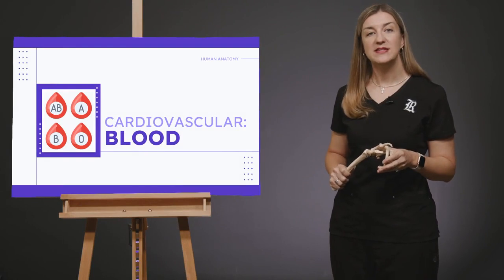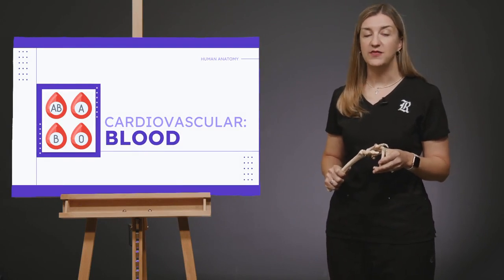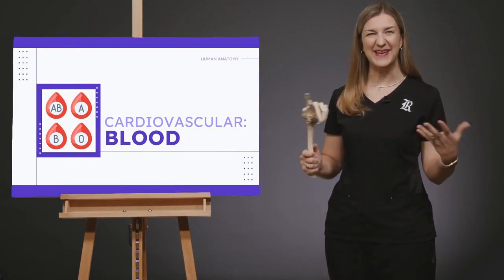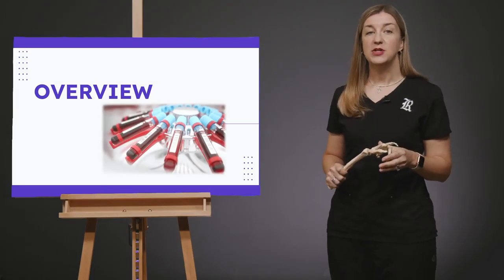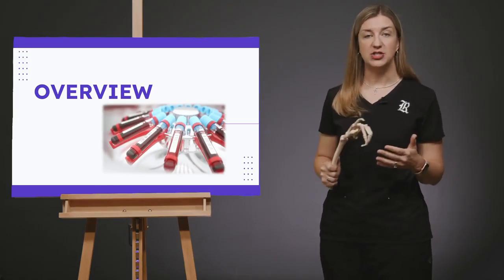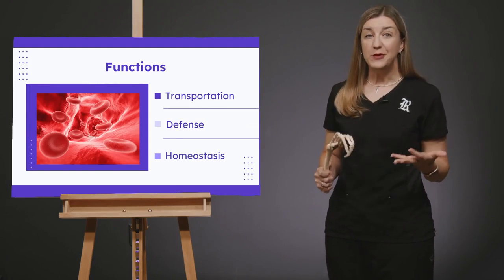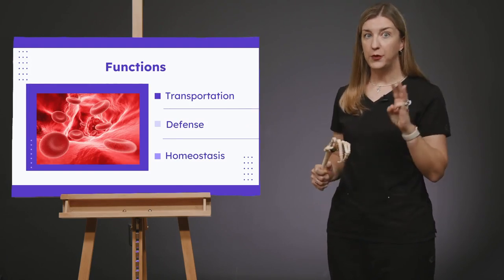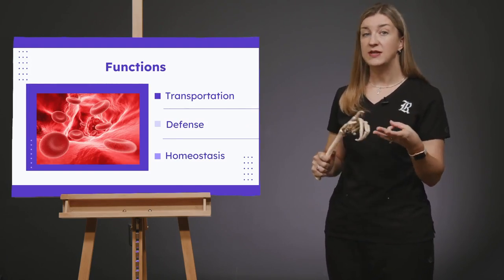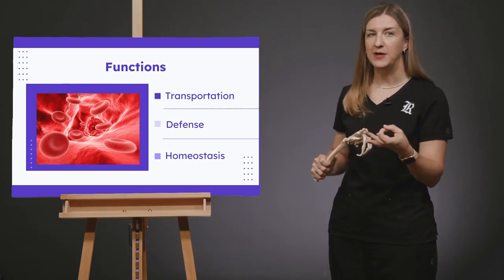This video is going to take a look at the fluid connective tissue of the cardiovascular system, blood. We will start off with a general overview of the function and composition of blood. Blood is a fluid connective tissue responsible for three functions: transportation, defense, and maintaining homeostasis.